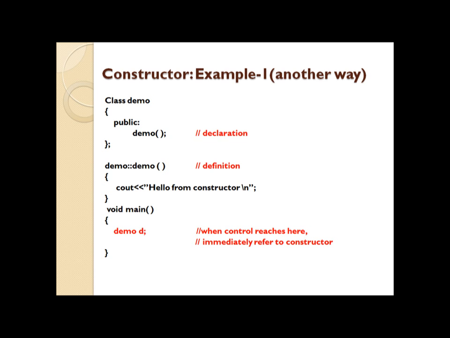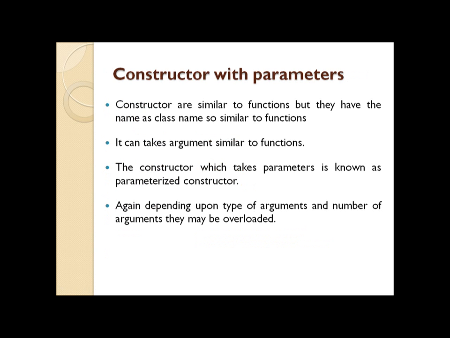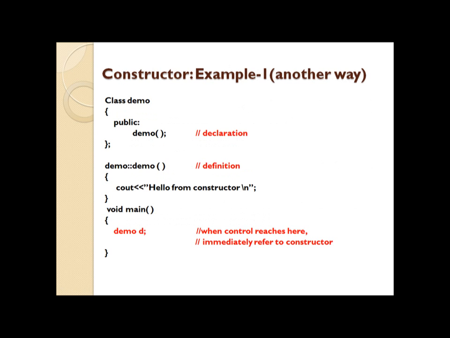So the flow will be like demo D, then the public section where the constructor is declared, then it will search for the definition, that is the working style of the constructor, and flashes the message hello from constructor. This example is a constructor without parameter. Now we'll discuss some examples with parameters, constructors with parameters.